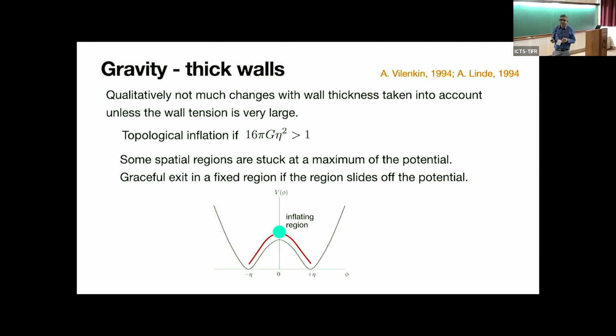But then you ask, but this is now eternally inflating, because you have a wall that's sitting there, and this is always inflating. So then the graceful exit problem. The solution to the graceful exit problem is that if you're slightly to the side of this center, then that region will keep slipping and will come down, and so you will end inflation in a given region of space. Anyway, this is topological inflation.